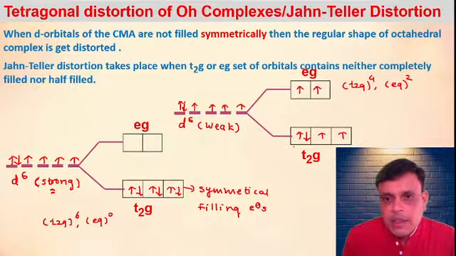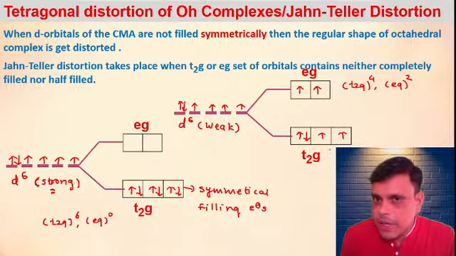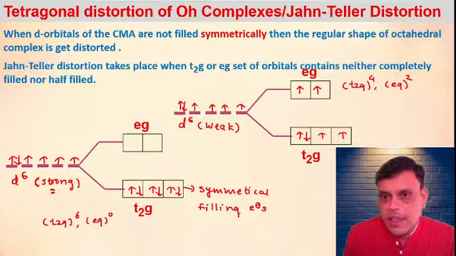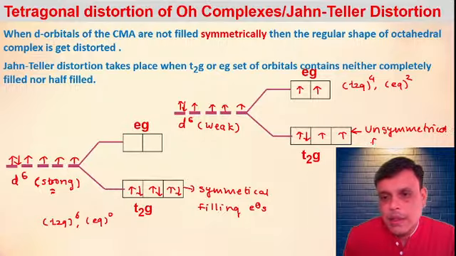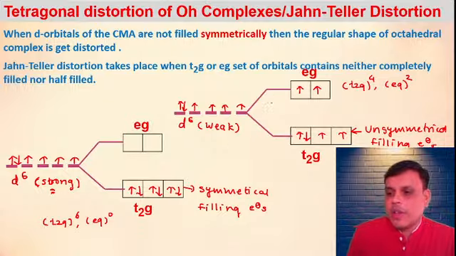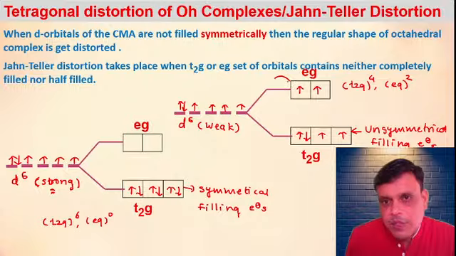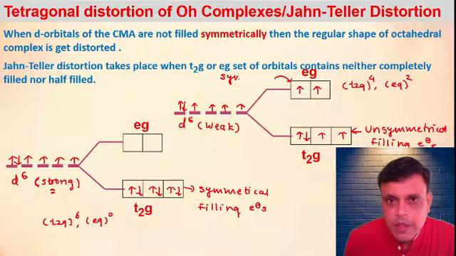Now let us first consider the t2g orbital. The total capacity of the t2g orbital is 6, and here 4 electrons are there. So it is neither completely filled nor half filled. So it is unsymmetrical filling. This is called an unsymmetrical filling of electrons. Now see in case of eg, it is exactly half filled, so it is called a symmetrical filling.